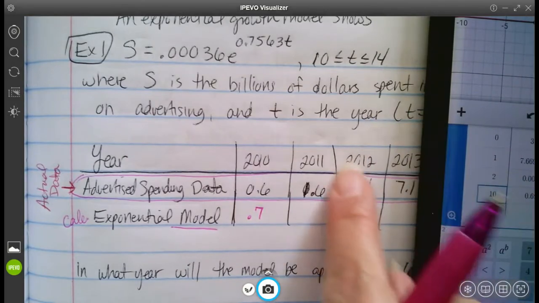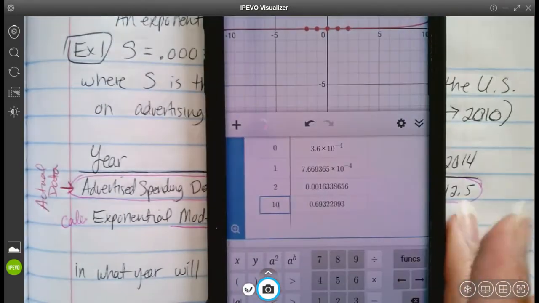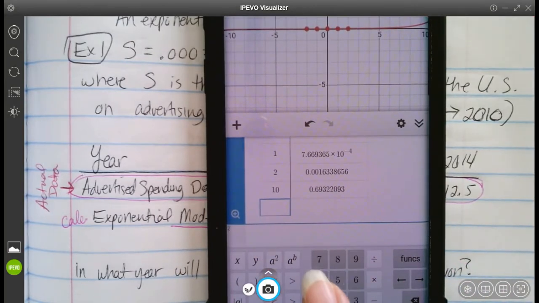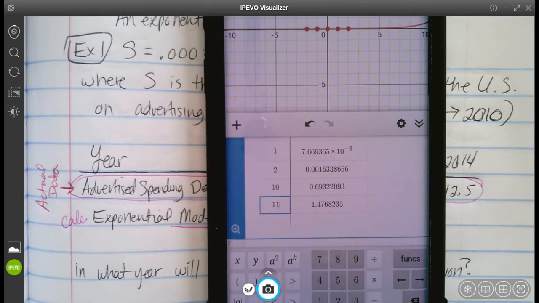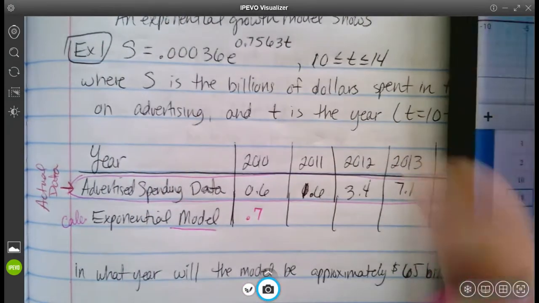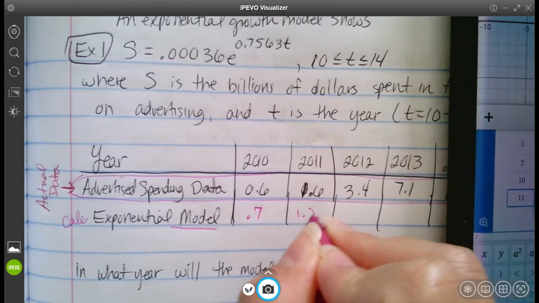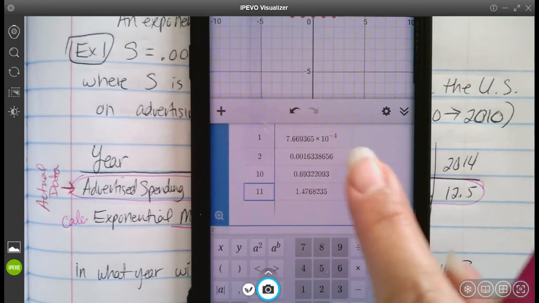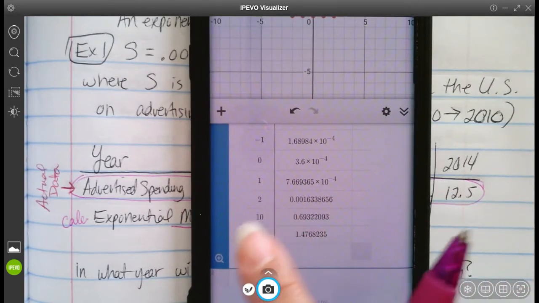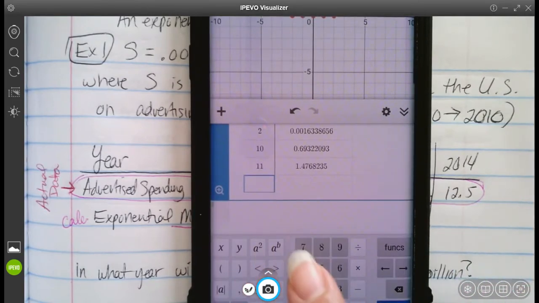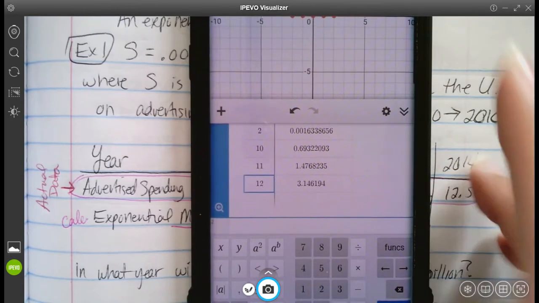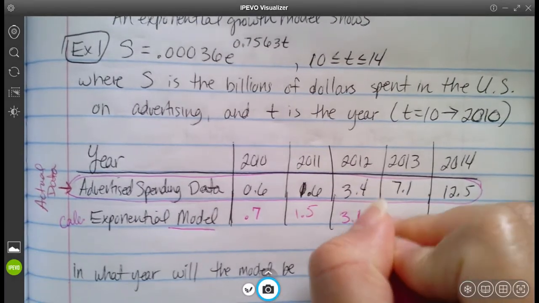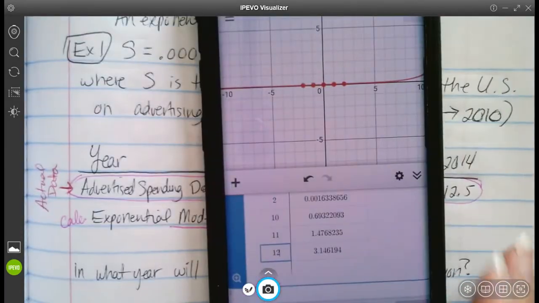Okay. For 11, we're going to go ahead and do 11 now. So I'm going to click underneath this one and I'm going to type 11. And there's the next one, 1.47, so about 1.5. Okay, 2012, same thing. We just plug in the next one. So we scroll a little bit down and underneath, okay, we put our 12, which is 3.1461, so 3.1, and so forth with the other ones.